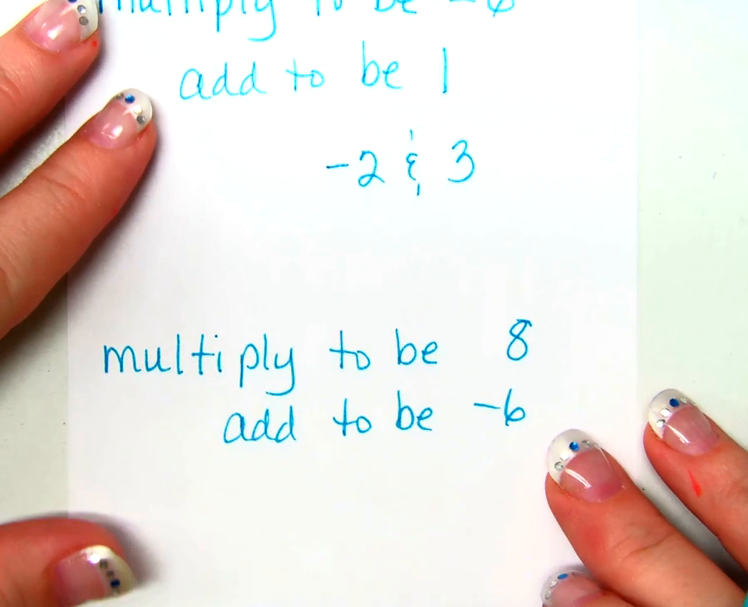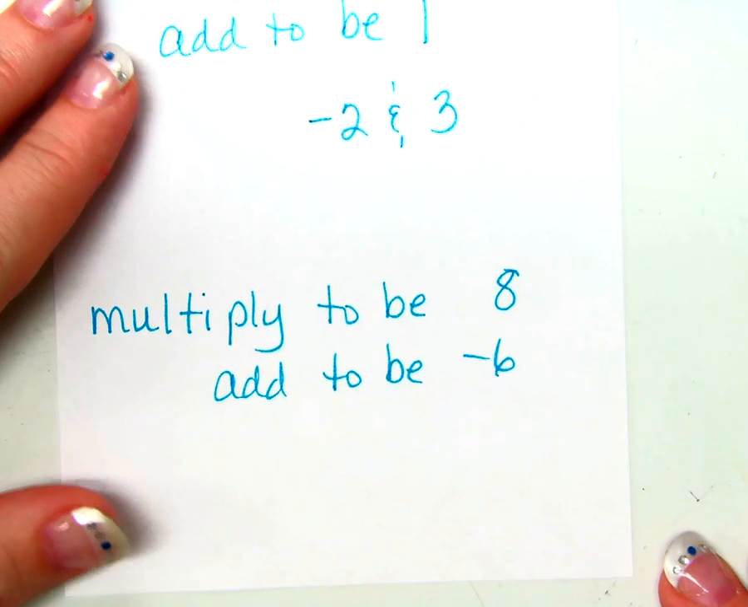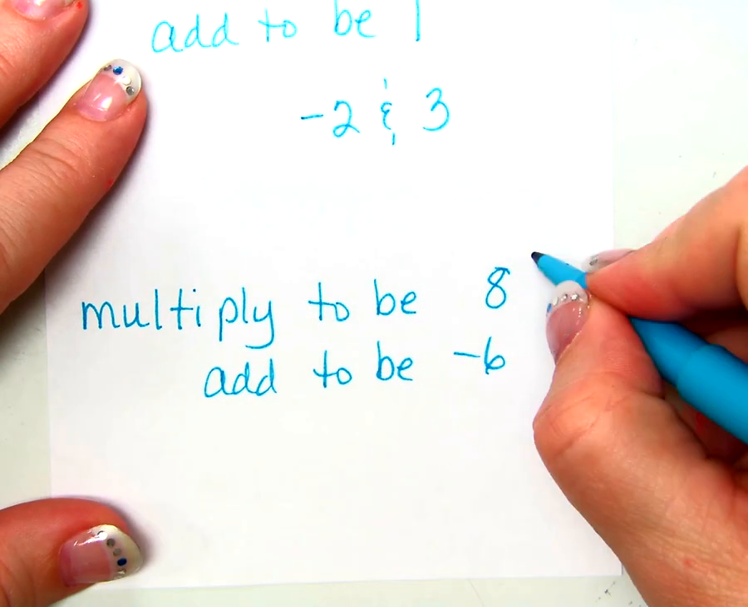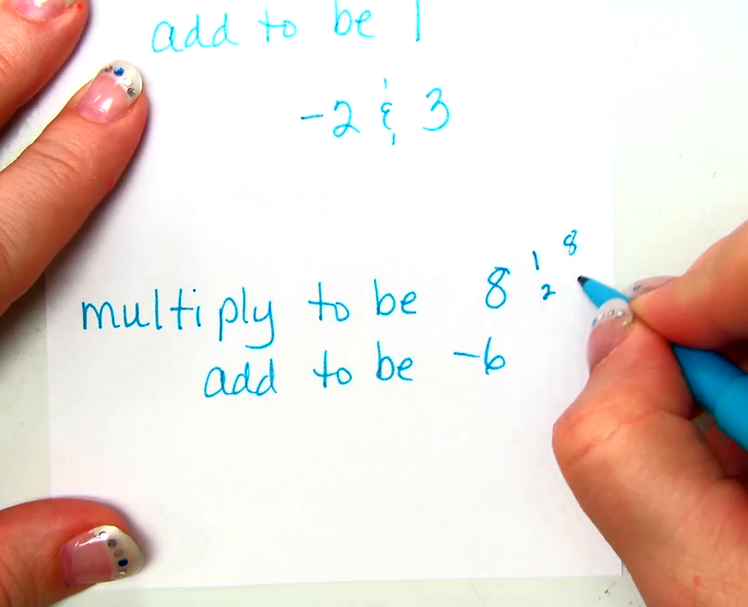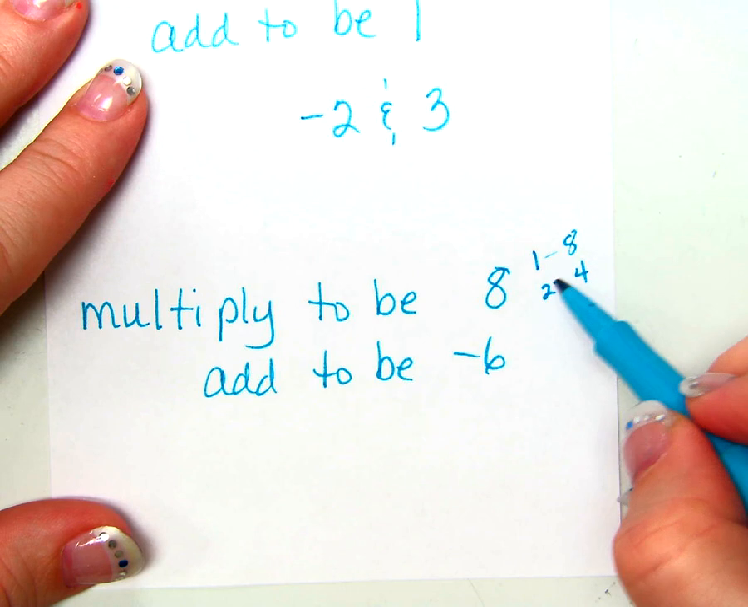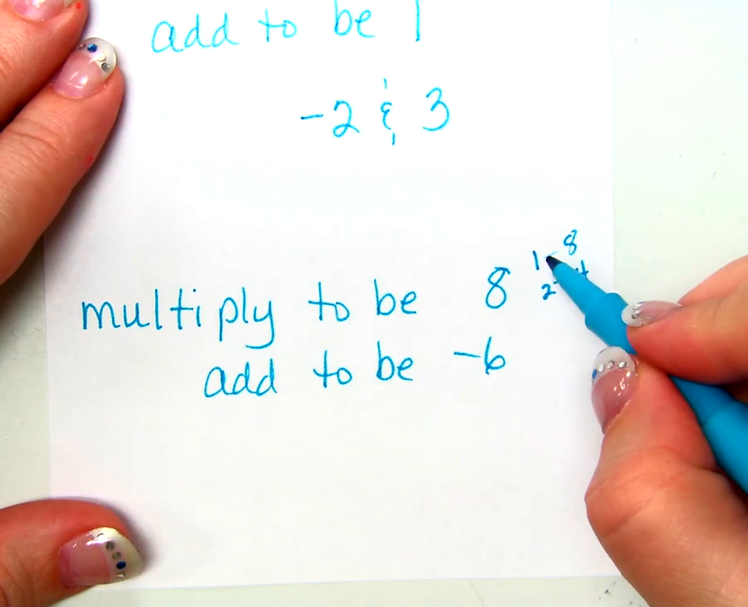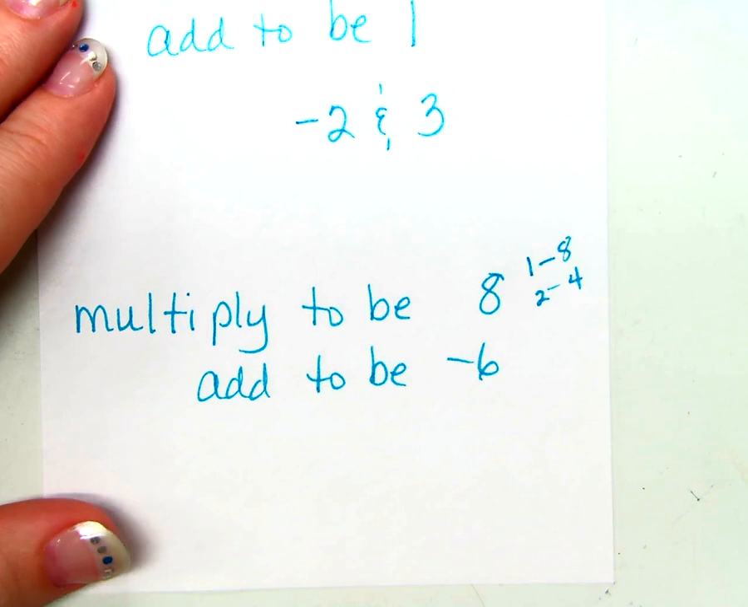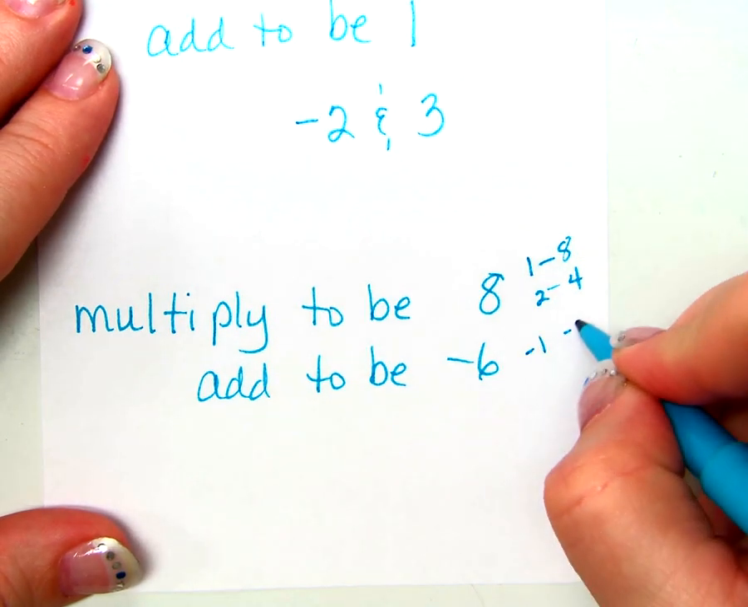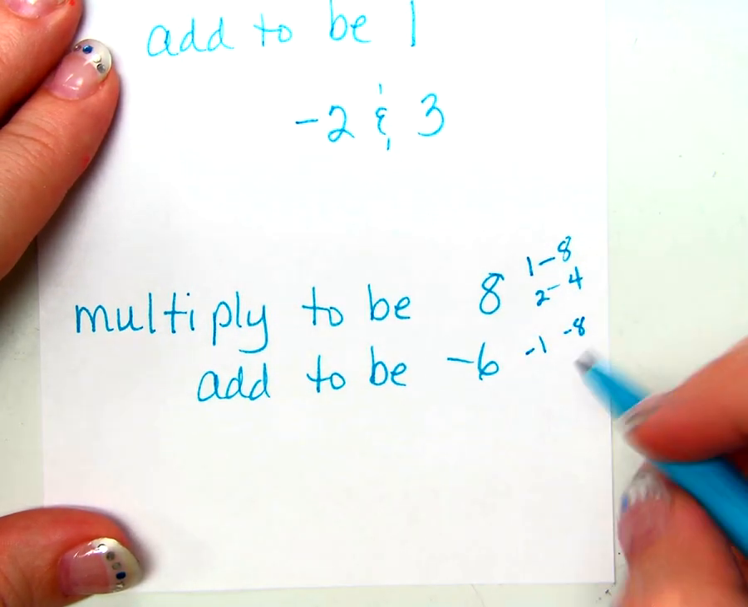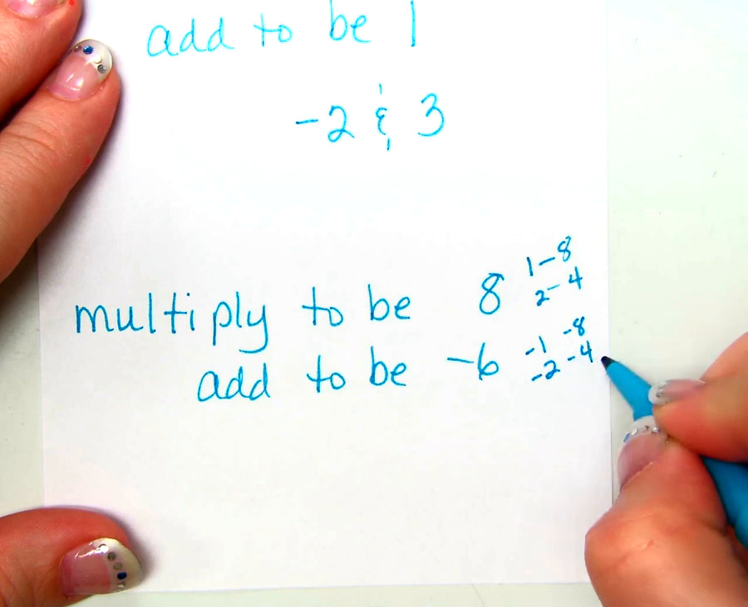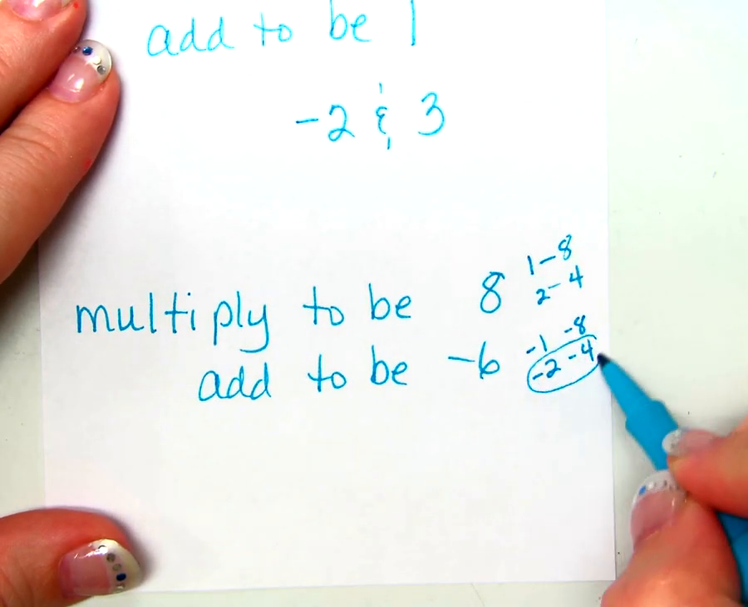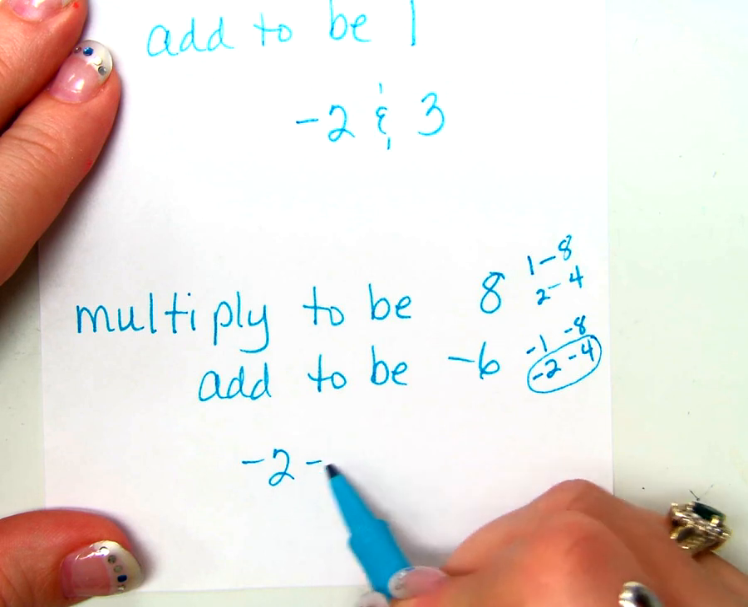Okay? Last one. What two numbers will multiply to be 8 and add to be negative 6? Well, 1 and 8 and 2 and 4 multiply to be 8, right? So what do we have to do to add to be 6? Well, this is what I also want you to think. Negative 1 and negative 8 multiply to be 8. Negative 2 and negative 4 also multiply to be 8. So hopefully you see that negative 2 and negative 4 will add to be negative 6.